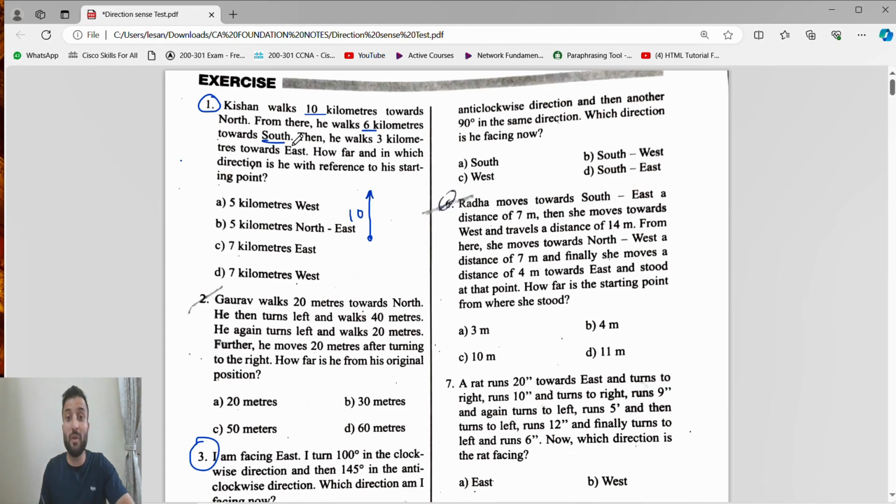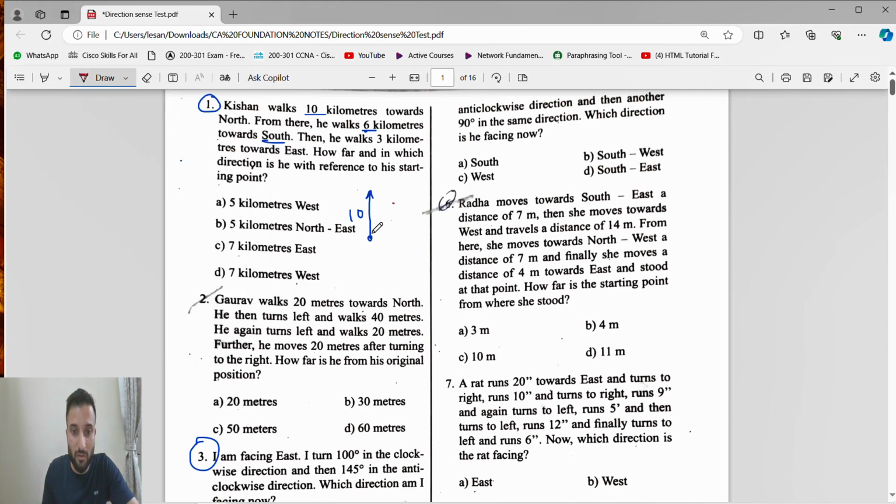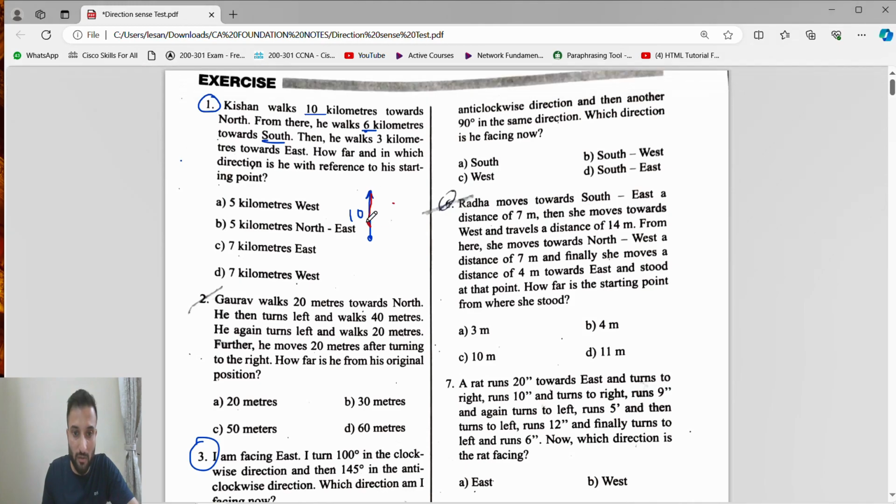Guys, he walked 6 kilometers towards south. Means where is the south? Obviously we know, once we have started, the direction is fixed. We have started with north, so south will come down. And he walked just 6 kilometers. From here to here it is 10, so 6 means we will come almost here. This is 6, remaining is 4, right?